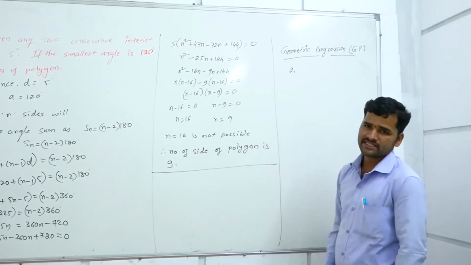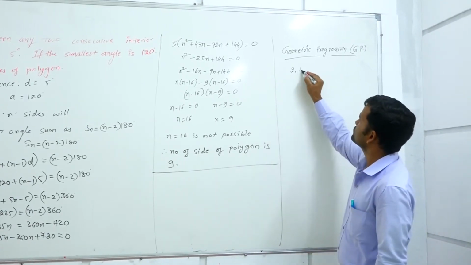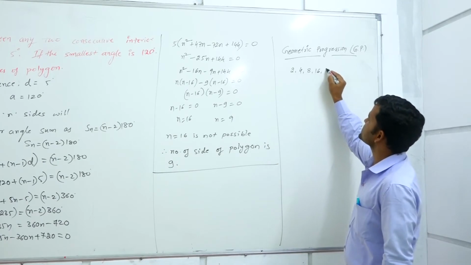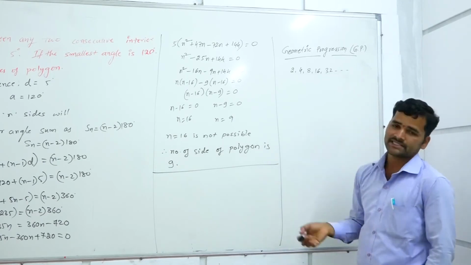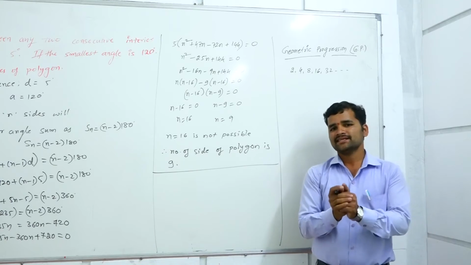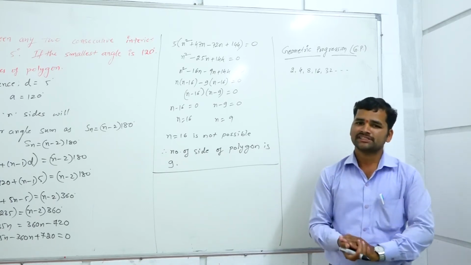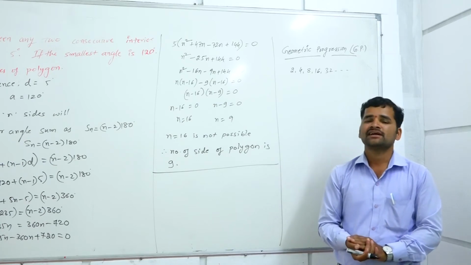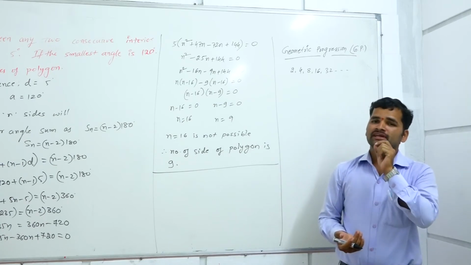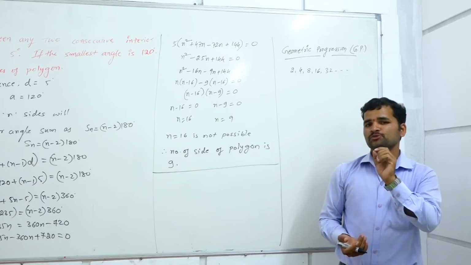I have a sequence here: 2, 4, 8, 16, 32, and so on like this. This sequence is called GP when it satisfies some condition. What is that condition? The ratio between any two consecutive terms should be same.